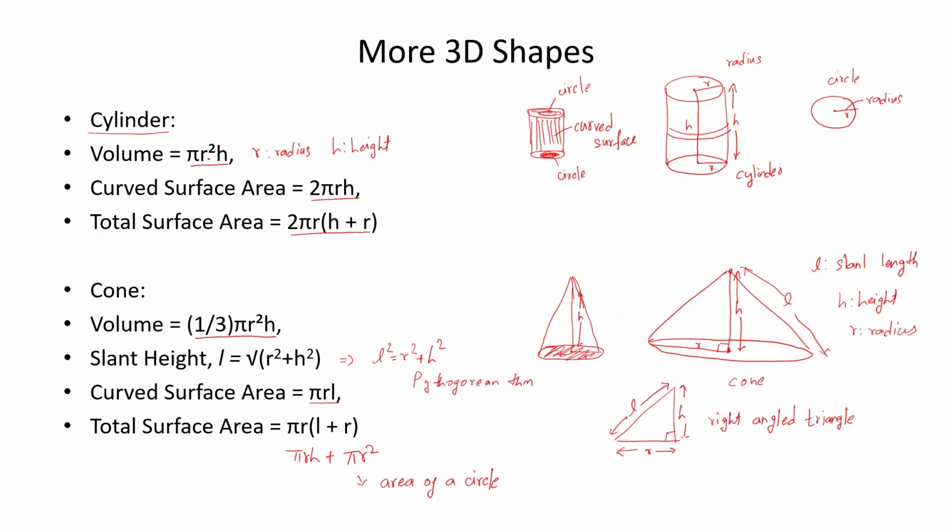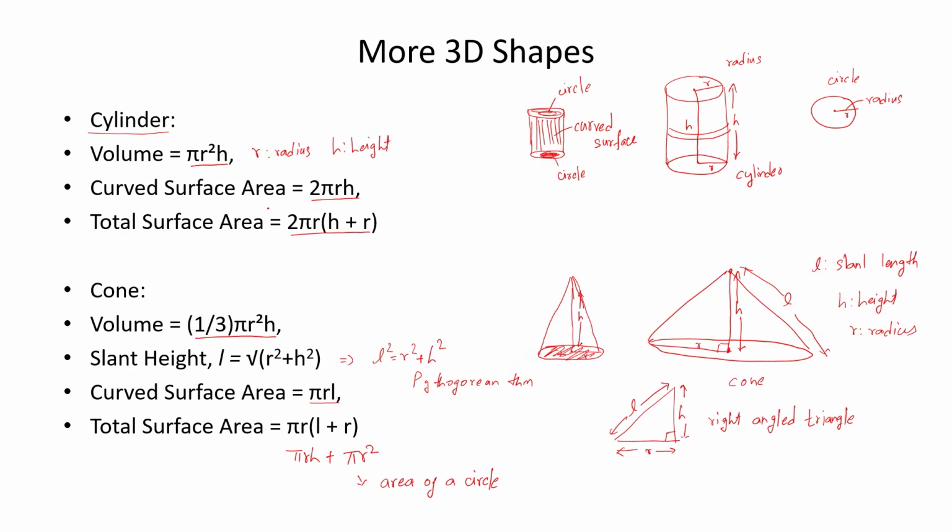Next shape is the cylinder. A cylinder is this kind of shape. Here you can see this is a cylinder. A cylinder consists of 3 parts: this top circle, the bottom circle, which are both equal with the same radius, and this curved surface. So a cylinder has 3 shapes: the top circle, the bottom circle, and this curved area. The volume of the cylinder you can compute using height and radius. So the height and the radius of a cylinder are 2 parameters. If you know these 2 parameters, you can compute volume using this formula, curved surface area using this formula, and total surface area using this formula.